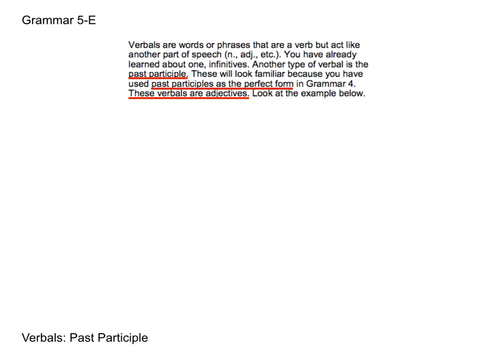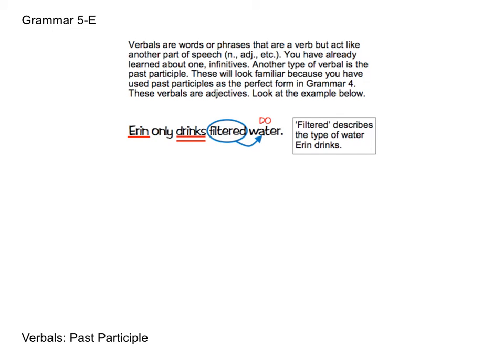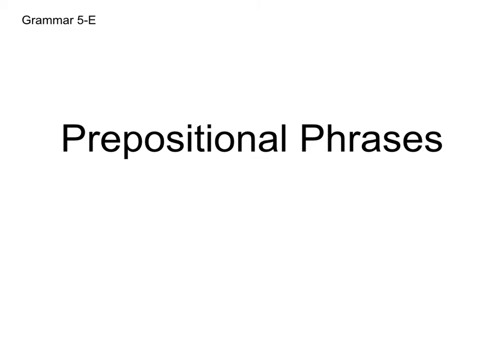Another verbal that you've learned about is called a past participle, which was first introduced again in Grammar 4 as the perfect form for main verbs. But in this booklet, or actually in 5D, we learned that these verbals, the past participles, act like adjectives even though they look like verbs. So one example we have is Aaron only drinks filtered water. Filtered could be used as the main verb in a perfect form, but in this instance, it's modifying the type of water Aaron drinks.